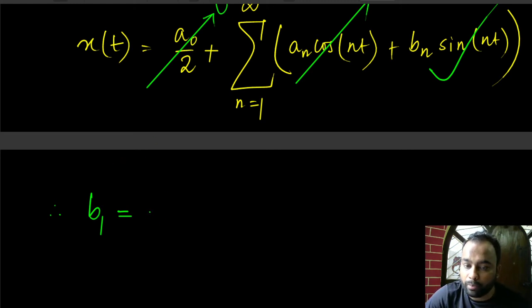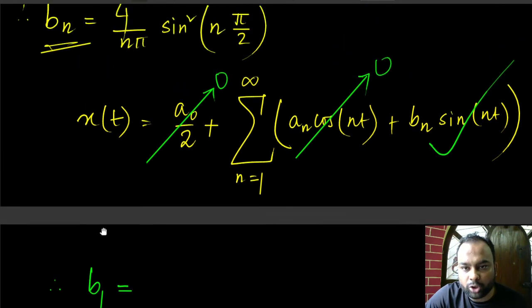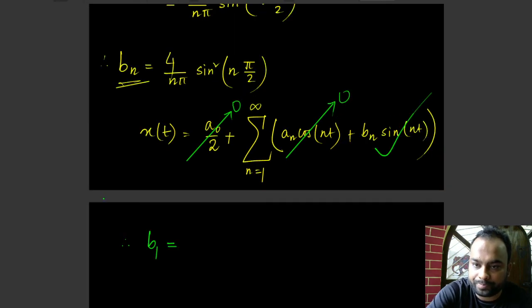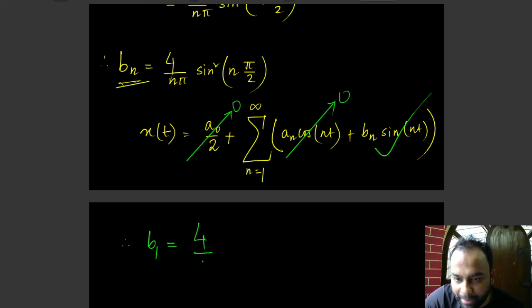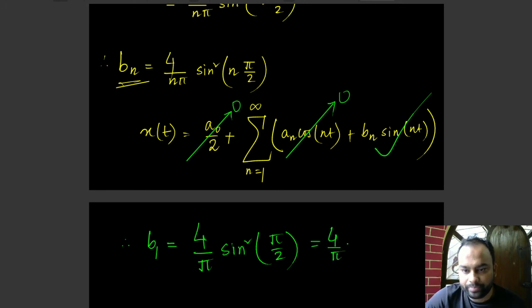So B1 is the coefficient of the 1 radian per second sinusoidal component, right? So 2 pi period, the fundamental component. With that said, what is B1? Again, let's go back to the expression. So 4 by n pi, and I'm putting n equal to 1. So 4 by pi, and I have sine square n pi by 2, which is sine square pi by 2. What is sine square pi by 2? That's 1, right? So I have 4 by pi.